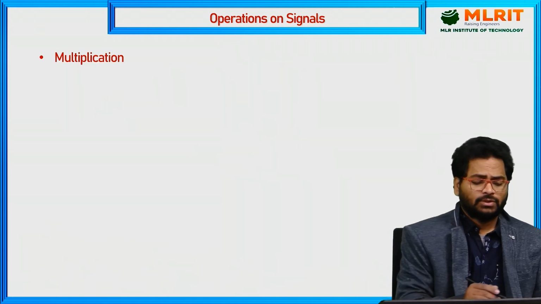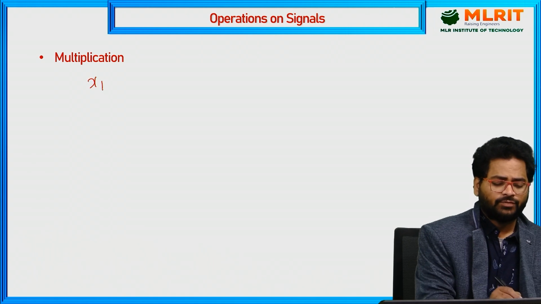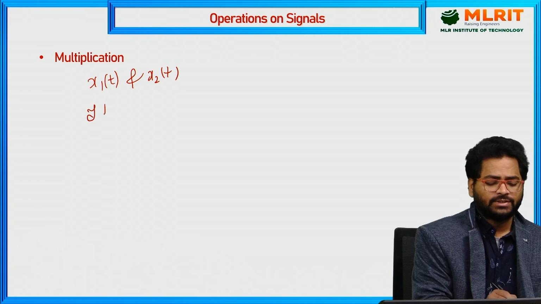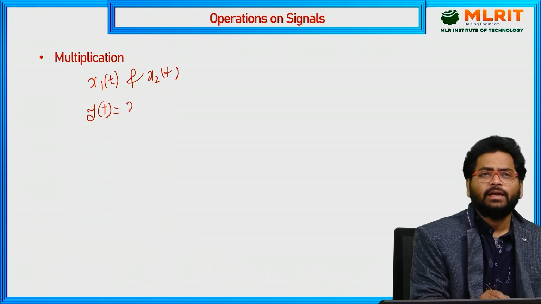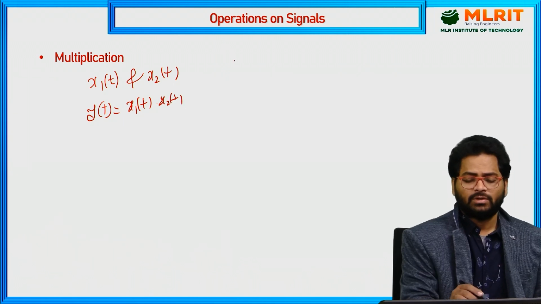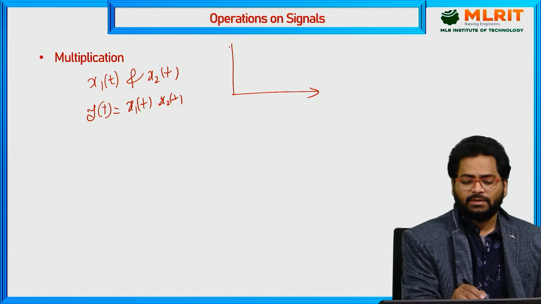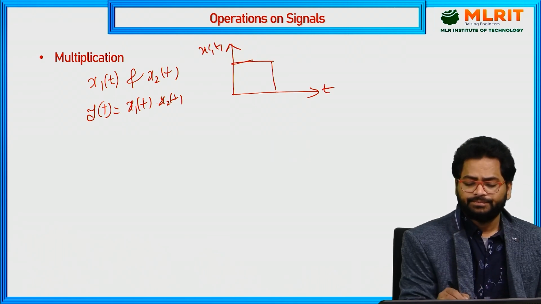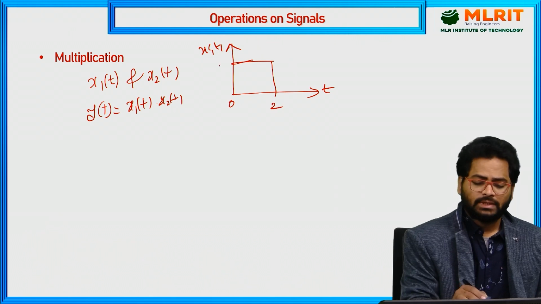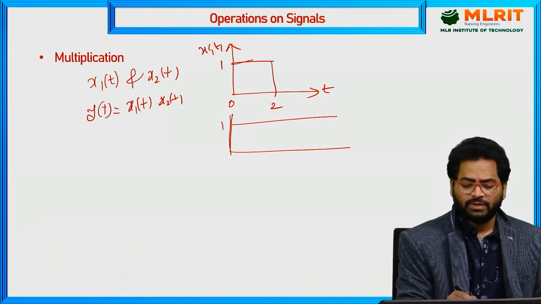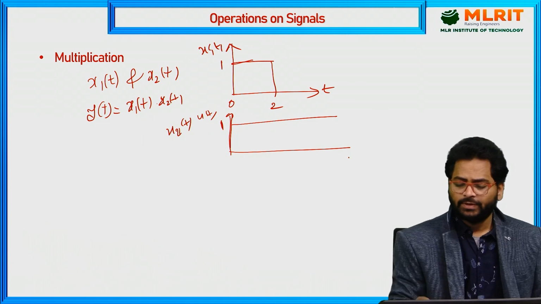Now multiplication. Multiplication is directly the same: x1 of t is one signal and x2 of t is another signal. Now the multiplication of the signal, y of t, we can define as x1 of t multiplied by x2 of t. Take the same kind of signals. This is x1 of t in the interval 0 to 2, with amplitude 1, and take another signal, directly u of t, that is x2 of t. Amplitude is 1. Now this is the time t.